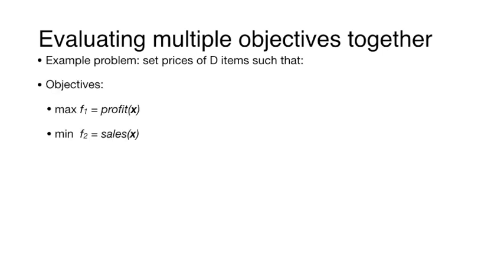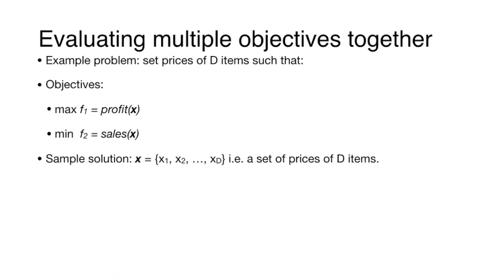This takes us to the question, how do we evaluate multiple objectives together? Suppose we own a small shop that has a limited capacity to sell some items. Suppose the shop sells D different kinds of items. Now, because the shop has a limited capacity, we have two objectives here. Number one, we want to maximize our profits. And number two, we want to do that while minimizing sales. Remember, our shop cannot sell too much.